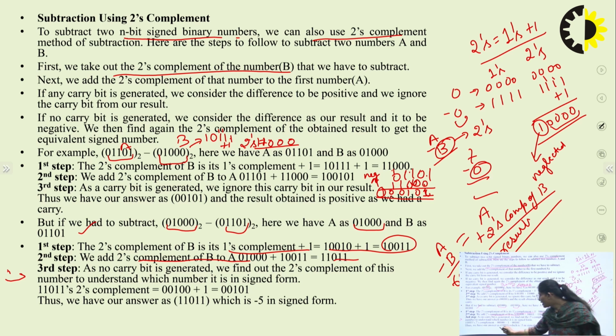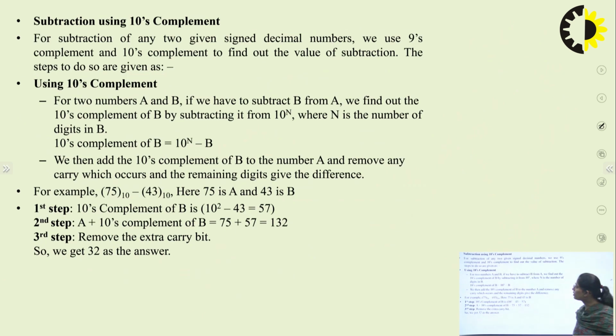So here we get our result equal to minus 5 in sign form. Why are we saying it is minus 5? Because the sign bit is 1. Now moving to the next topic, subtraction using 10's complement.